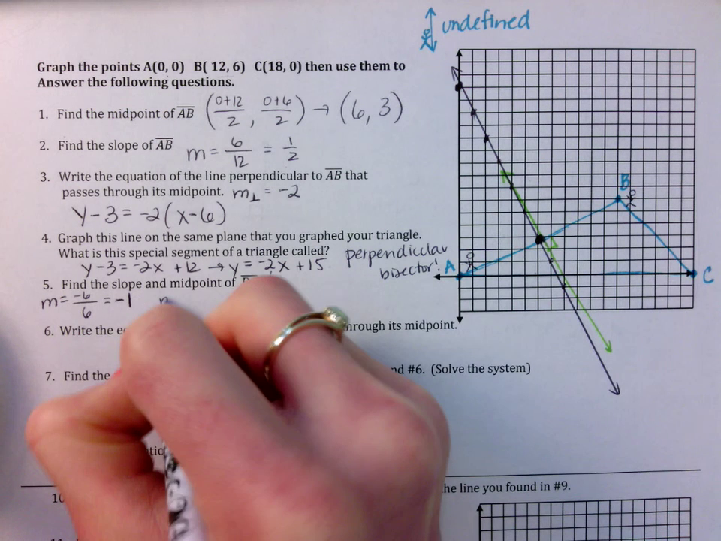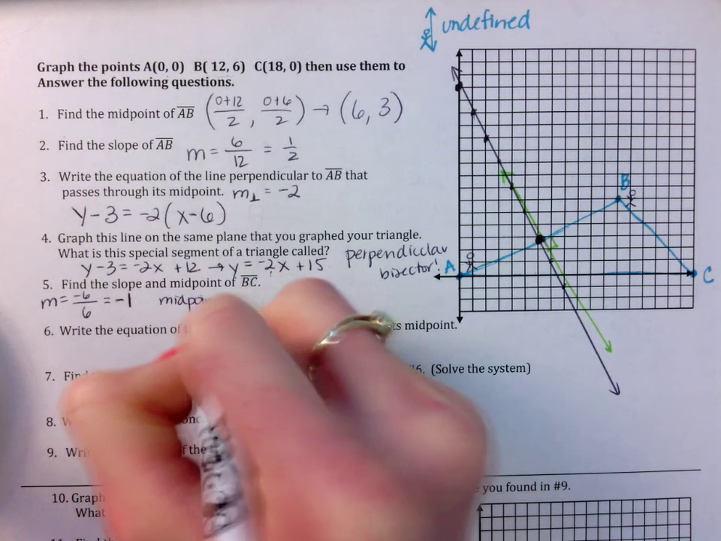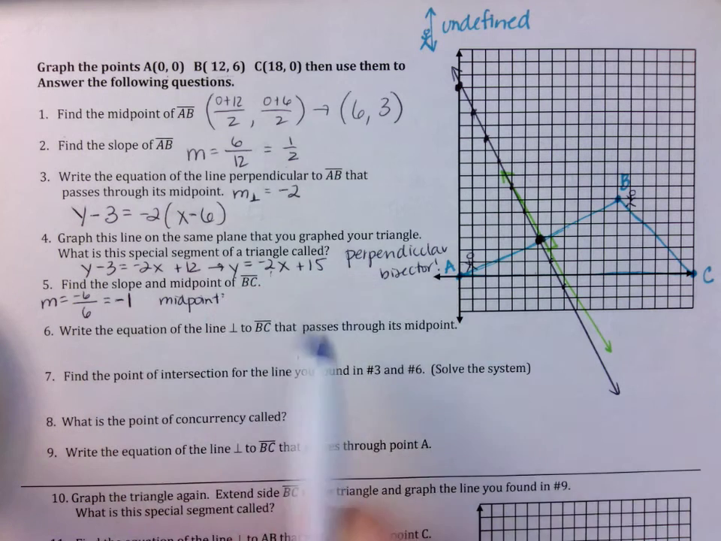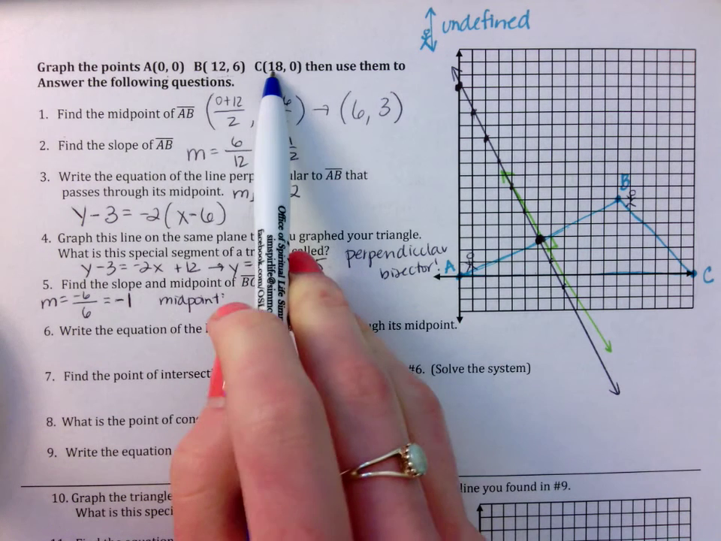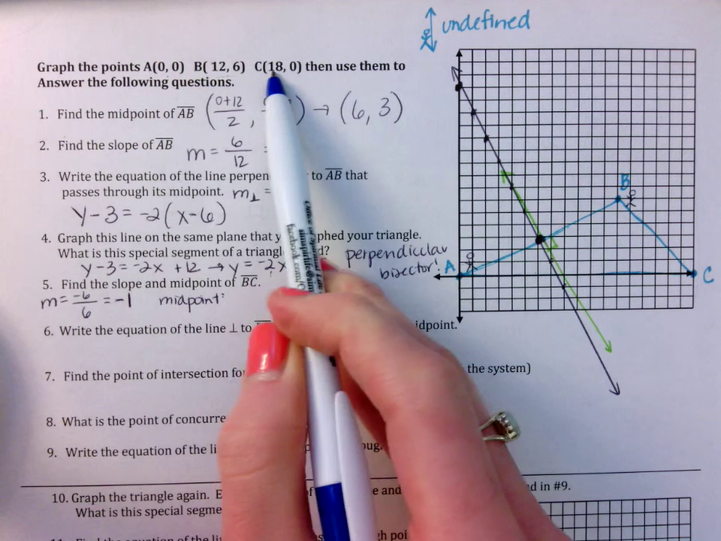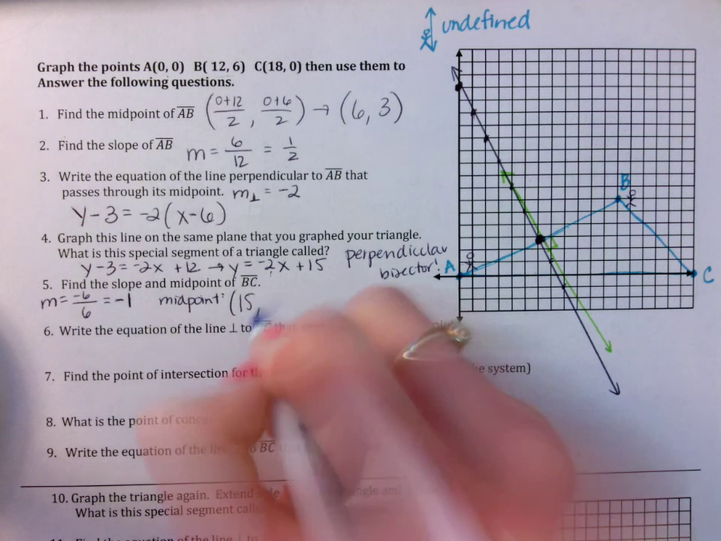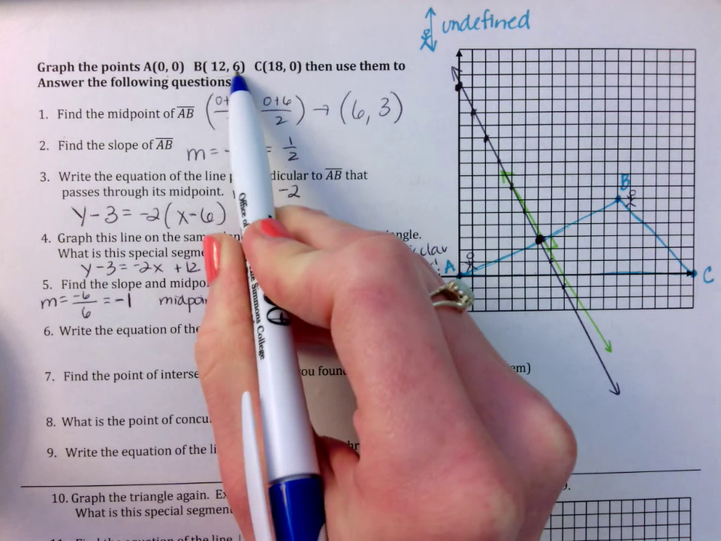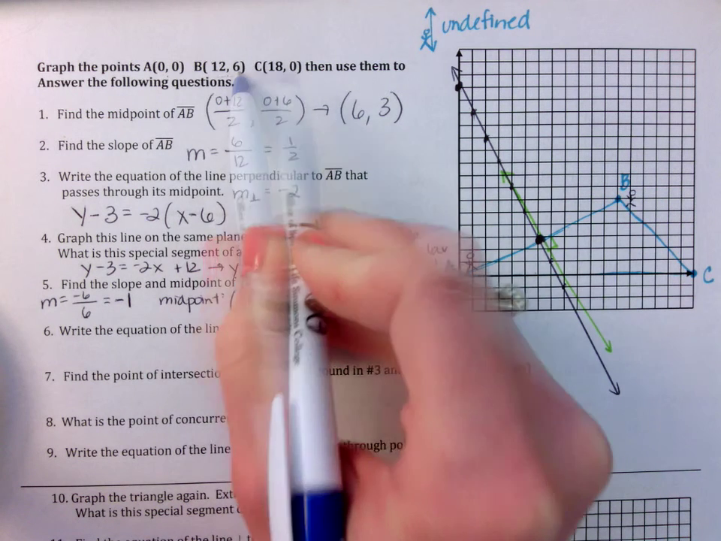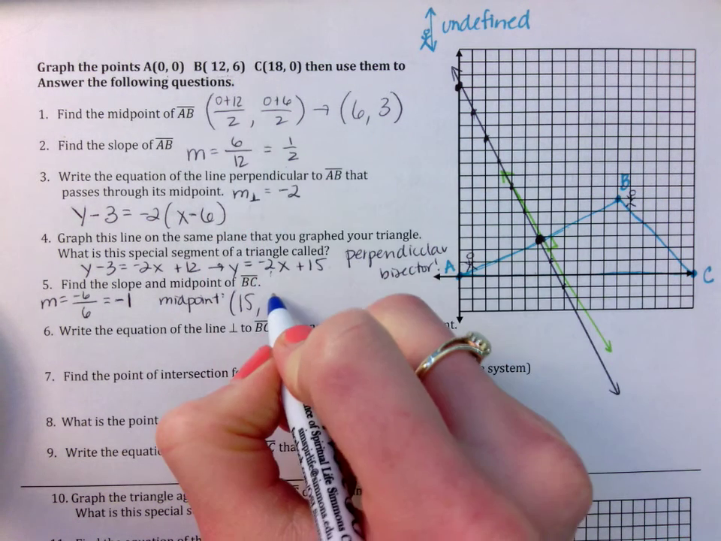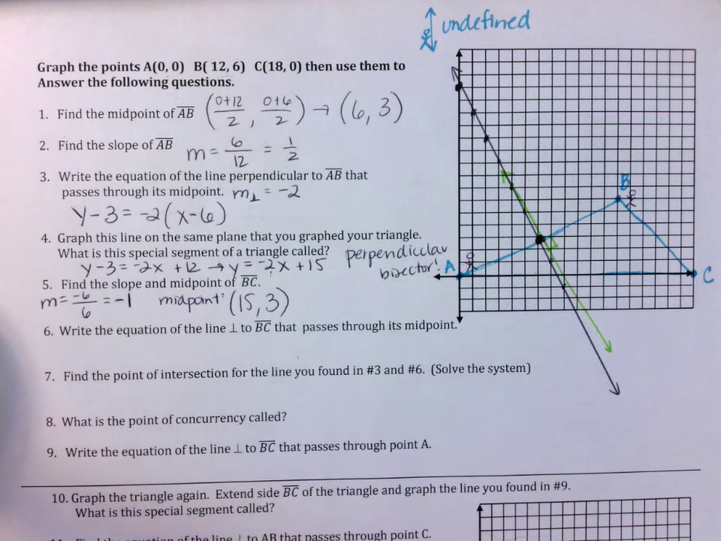The midpoint would be averaging the x and y coordinates. So I have 12 plus 18 divided by 2. That's 30 divided by 2, so it's going to be 15. And then 6 plus 0 divided by 2 would be 3. Hopefully you can see where I got that from.